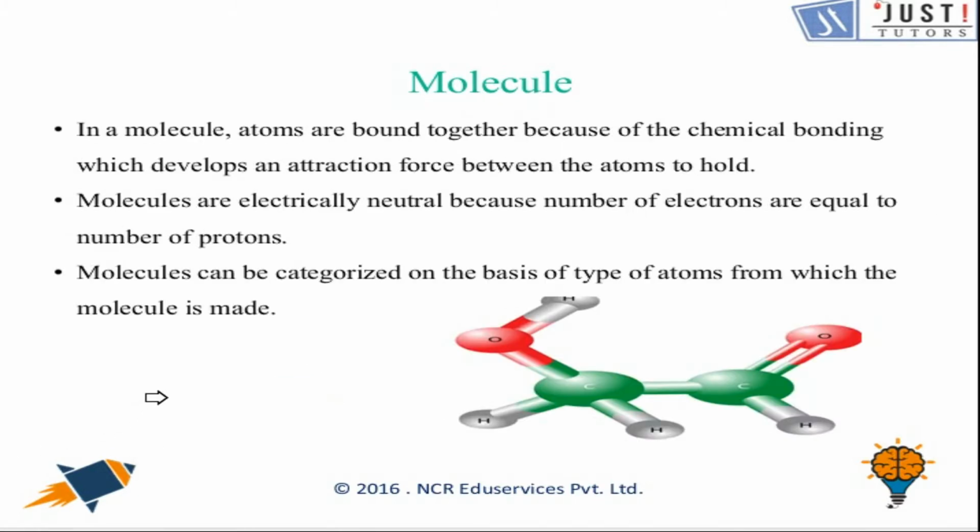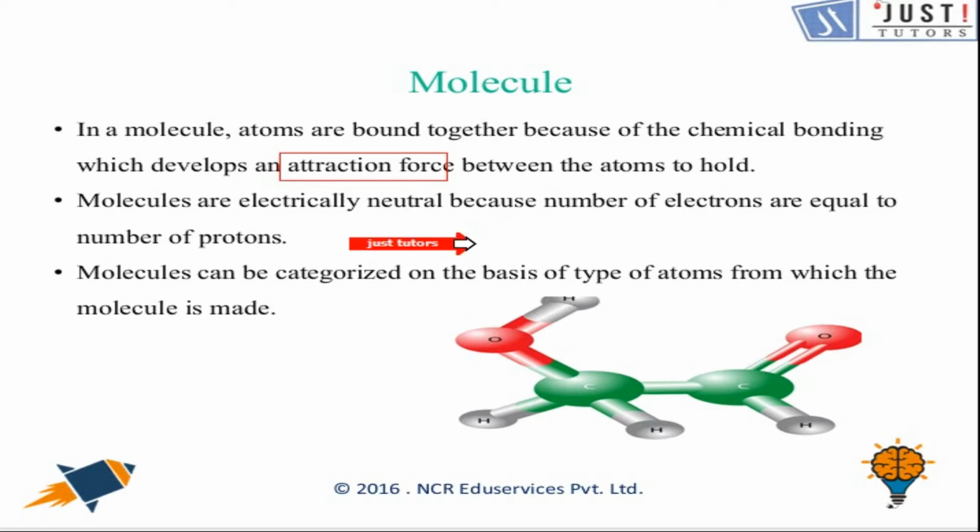We have some more about molecule. In a molecule, atoms are bound together because of chemical bonding, which develops an attraction force between the atoms to hold them. So that's how a molecule remains in a strong bond with two or more different atoms or elements. An attraction force works between the atoms and holds them together. That's how a molecule is formed.